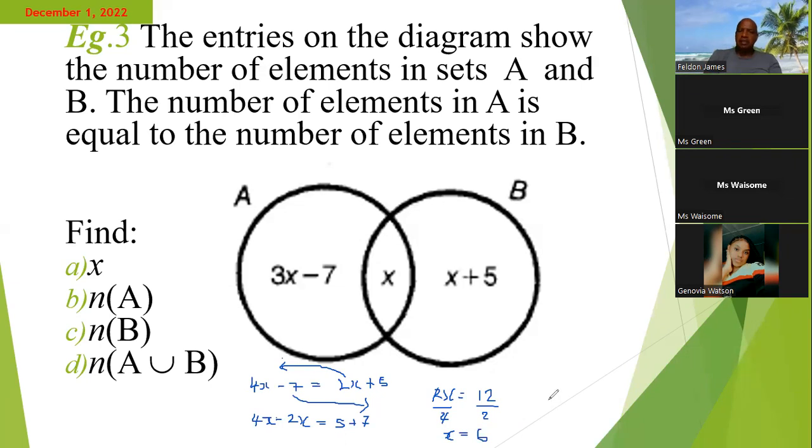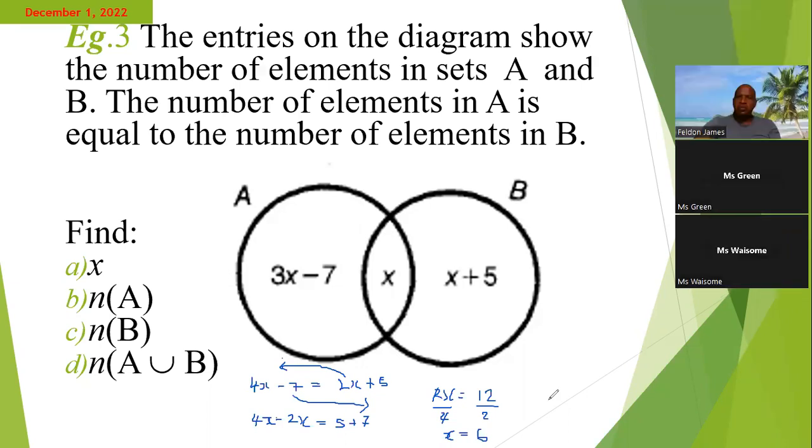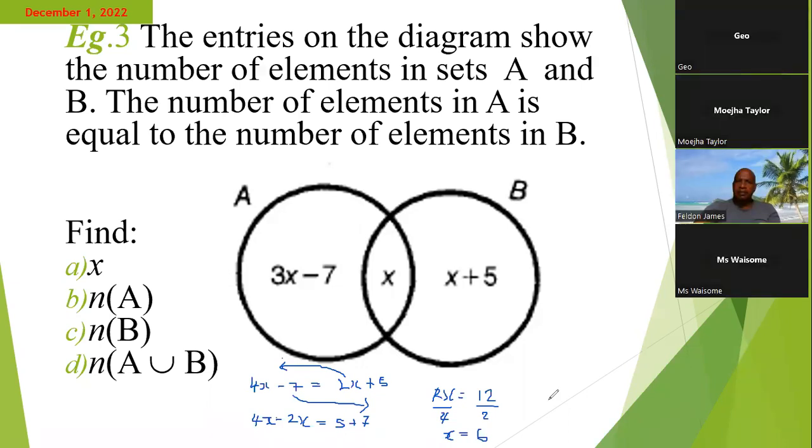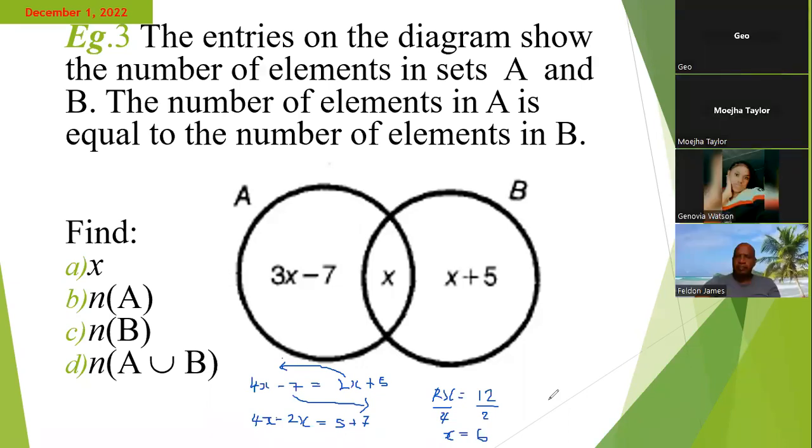All right, so that's how we solve for x, students. Let me see the hands of those who understand what we just did with this question. Let me see the hands of those who actually understand what happened just now.